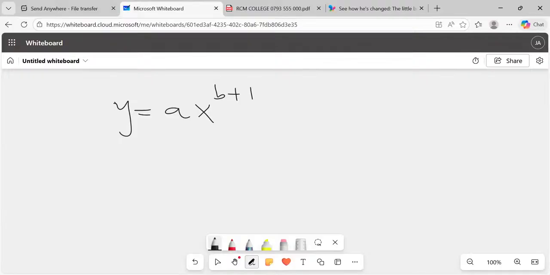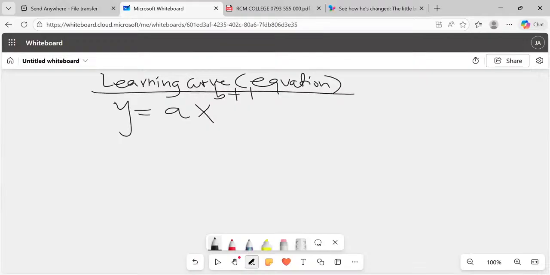That is our y, where this y is the learning curve equation. We call it the learning curve equation. So y is the total time.